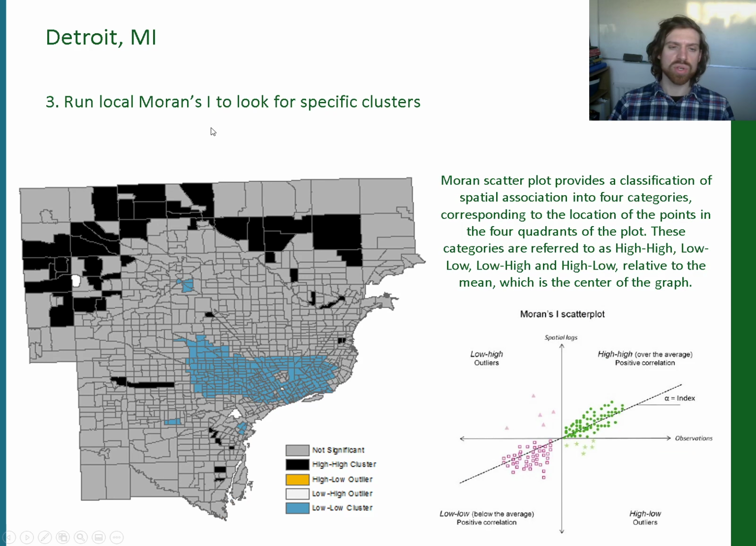And you're also able to run some local Moran's I's in order to look for specific clusters. So I've added a little bit of extra context to interpret the map on the left here. When you get a Moran scatter plot, it divides the classification of spatial areas into 4 categories, which you'll see down here in the bottom right of the slide. Those categories are referred to as high-high, in terms of above the average positive correlation, or you can have low-high or high-low relative to the mean, which is the center area of the graph. The mean is in the middle here, and you have outliers on each of these 2 areas here, or you have low-low in the bottom left hand corner.